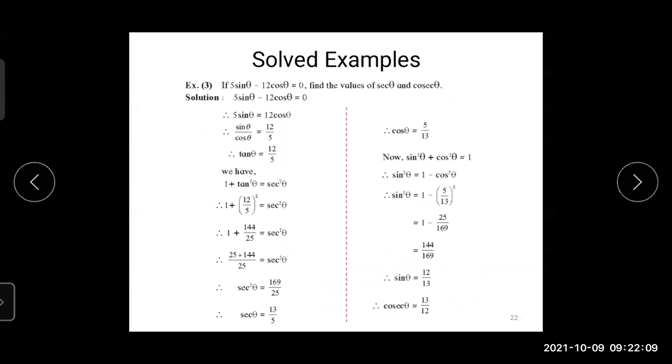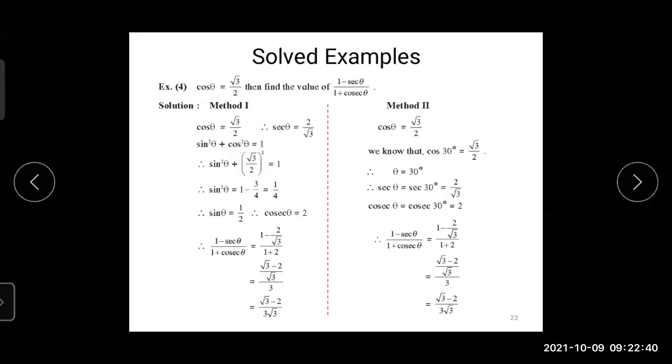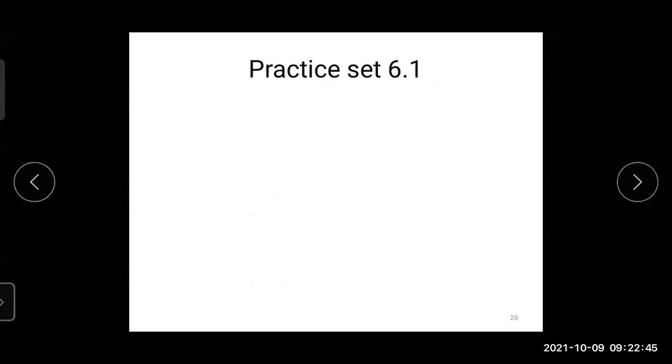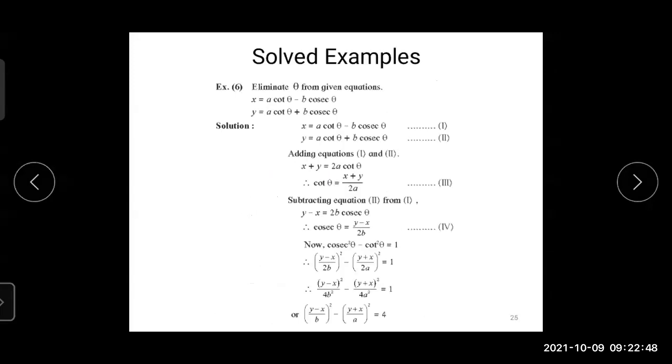There are many solved examples given in your textbook, so you can see them. For example: if 5 sine theta minus 12 cos theta is equal to 0, find the values of sec theta and cosec theta. Now 5 sine theta minus 12 cos theta is equal to 0, therefore 5 sine theta is equal to 12 cos theta. In the same way, sine theta upon cos theta is equal to 12 upon 5. These are some solved examples that you also have in your textbook. You can see that, and we will solve practice set 6.5 in the next lecture.